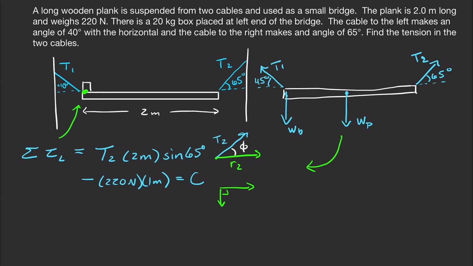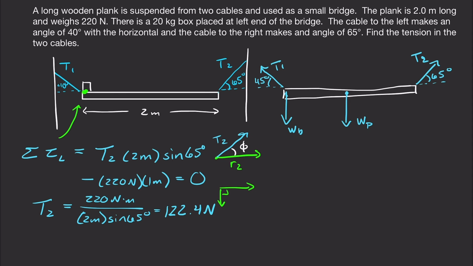So if you plug that in, first of all, set this all equal to 0 since the sum of the torques is 0. If we solve for T2, we move 220 to the other side, 220 Newton meters, and then divide by our 2 meters times sine of 65. When we plug that in, we get 122.4 newtons for T2.